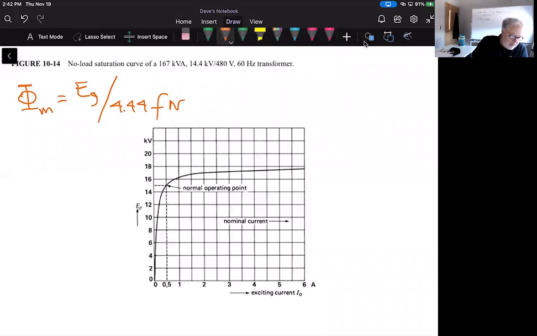So as we're exploring this, what we've got here is figure 10.14. It's called a no-load saturation curve for a 167 kVA, 14,400 volt primary, 480 volt secondary. Very common voltage combination that you see on a power transformer, by the way, and it's a 60 hertz transformer.